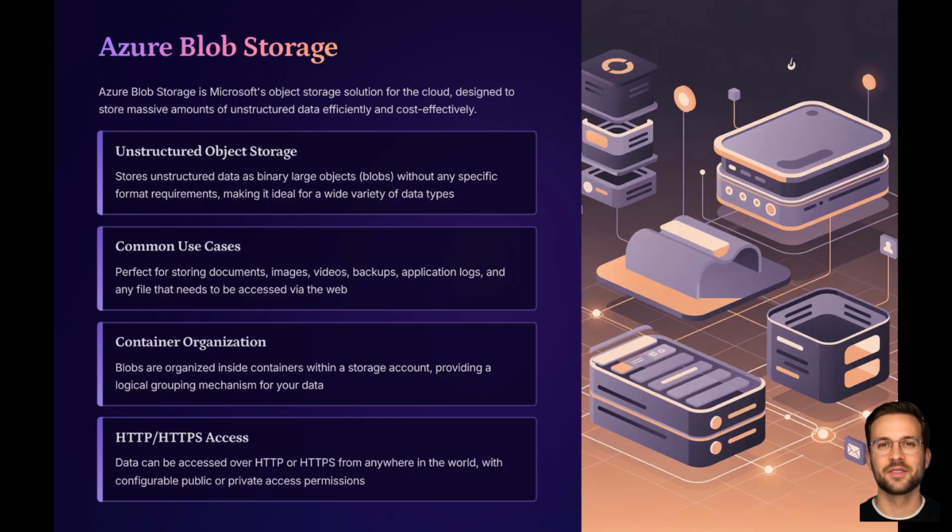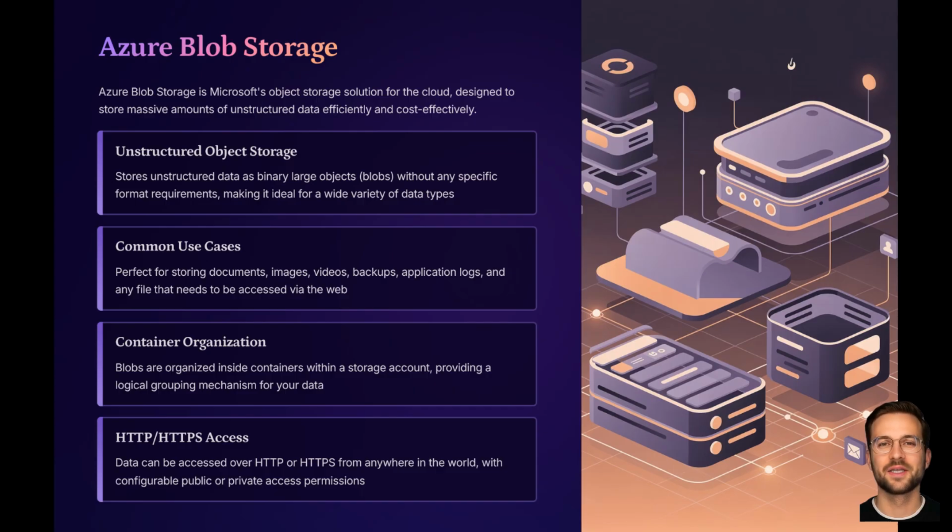Azure Blob Storage is designed to store unstructured data as objects, called blobs. Unstructured data is data that does not follow a fixed schema, such as documents and text files, images and videos, backups and logs, and large binary files. Blob storage is ideal when you need to store large amounts of data that can be accessed over HTTP or HTTPS. Blobs are stored inside containers, and containers live inside a storage account.